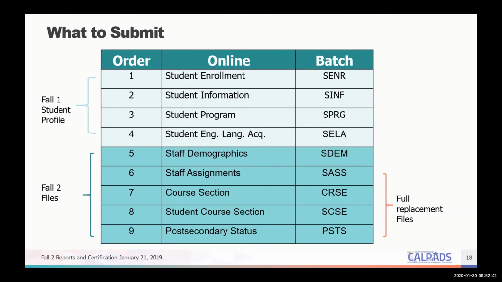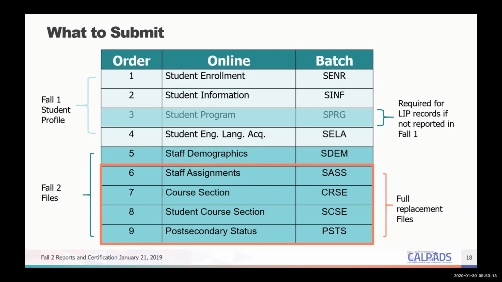Something else that we want to point out is that there is a requirement for the student program file this year, and that's because of the LIT program. And we'll talk a little bit more about that later in the training. But if you have not reported your language of instruction program records, they are required for Fall 2, and it becomes a requirement.